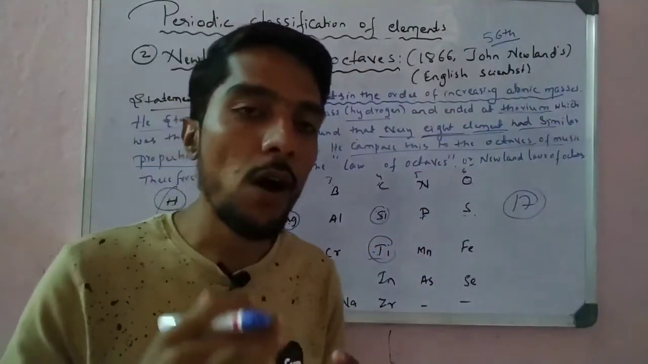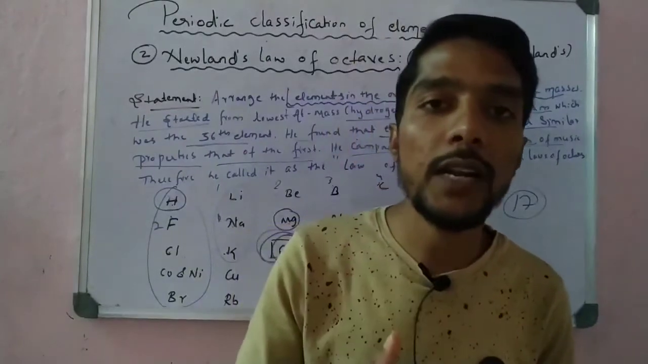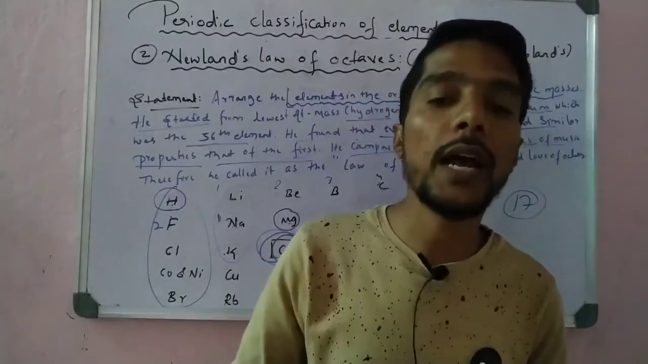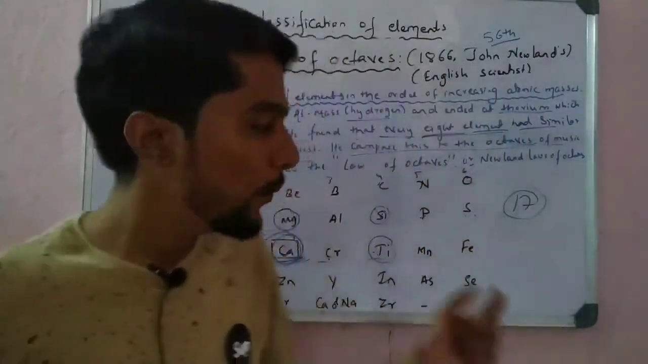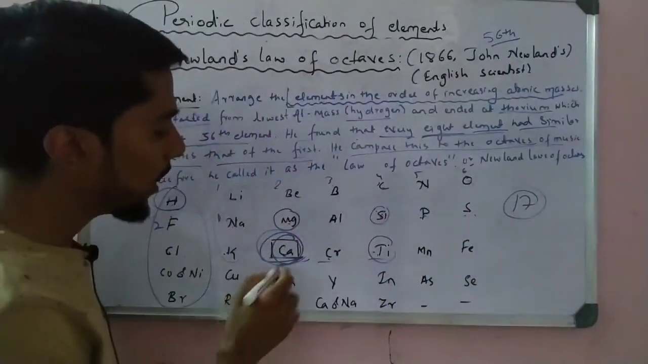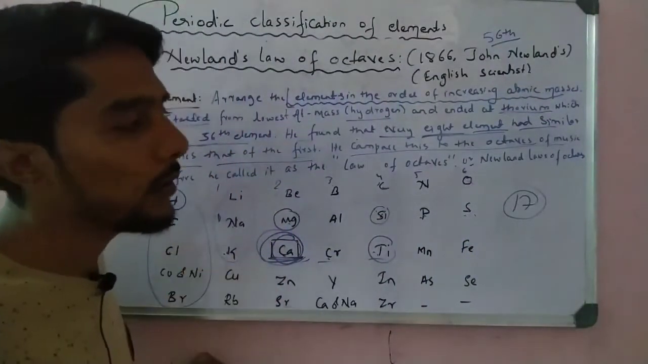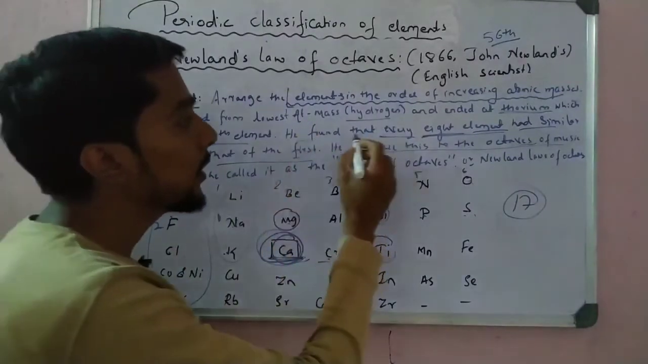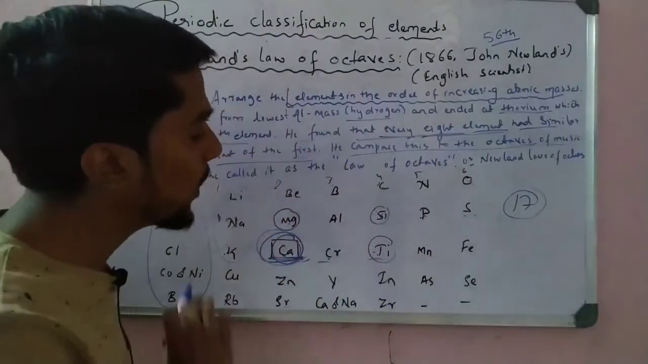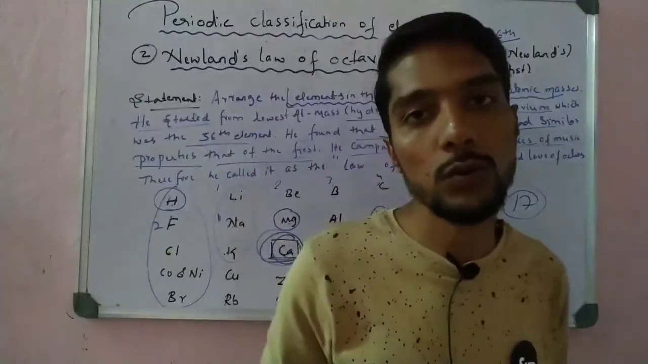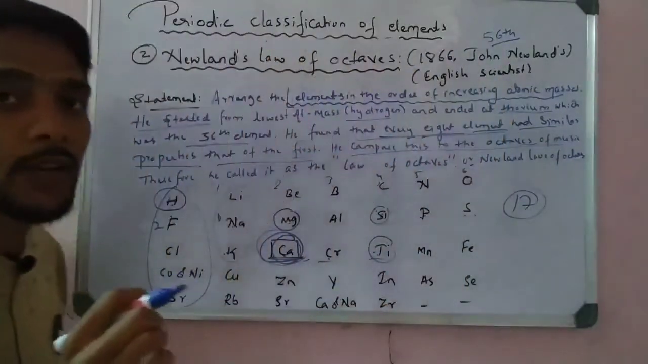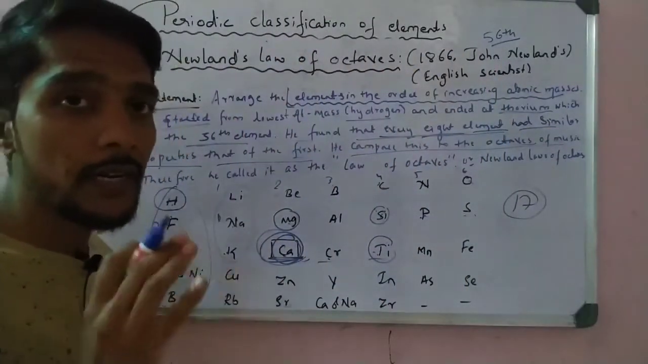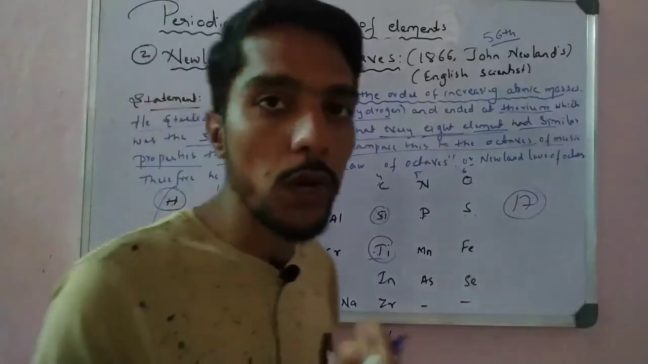So we say that after the failure of Dobereiner's classification, Newland classified, and the Newland classification also failed. The first reason is that this law works only up to calcium. This logic holds good up to calcium, but after calcium it no longer holds good. That is the first limitation of Newland. So one by one we can take them.